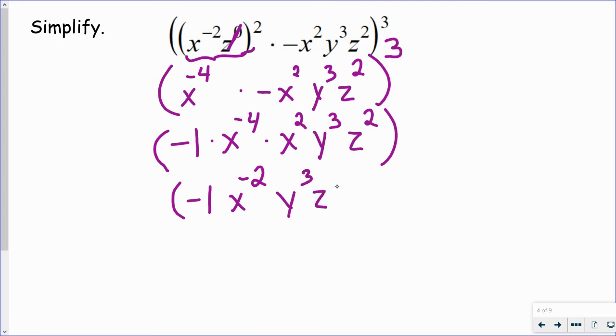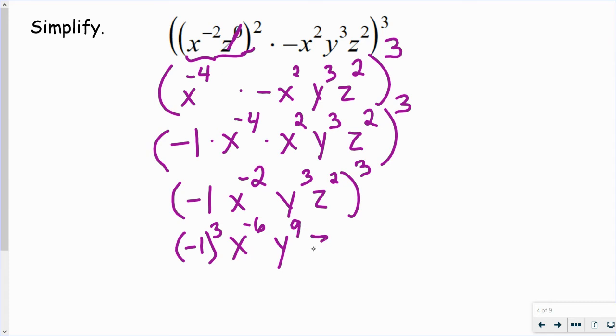I'm still just bringing things along. Oop, I forgot that 3 here. Okay, now distribute this 3 to everything. So that becomes -1 to the power of 3, x to the power of -6, y to the power of 9, z to the power of 6. Okay, that's all over 1.